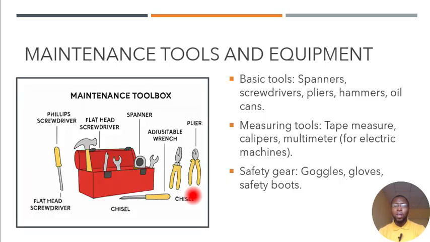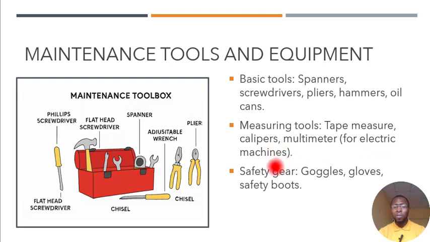All right. Let's talk about some of the maintenance tools and equipment. Of course, we have what we call the maintenance toolbox. Inside the toolbox, you have all manner of tools that you can use to maintain your machine. The basic ones are the spanners, the screwdrivers, the pliers, the hammers, the oil cans. Sometimes you also have measuring tools in it, the measuring tape, the calipers, the multimeter. We use this for measuring electrical quantities.